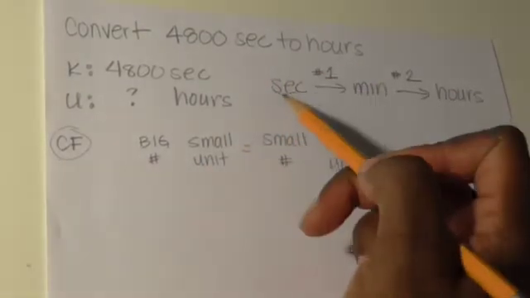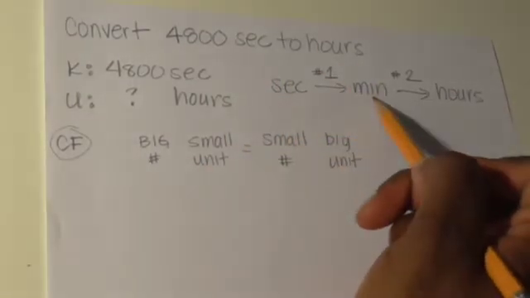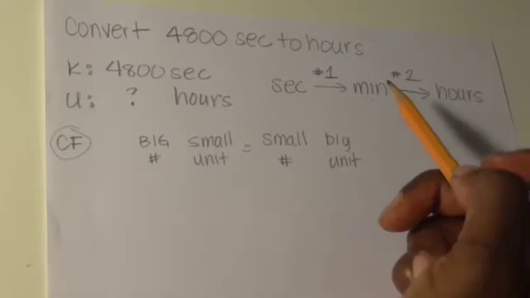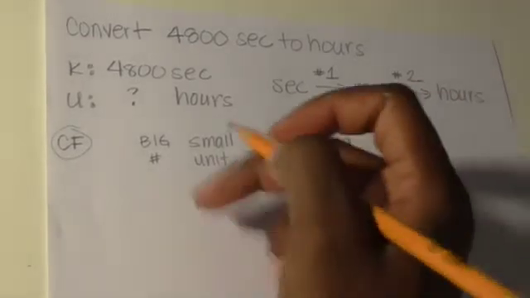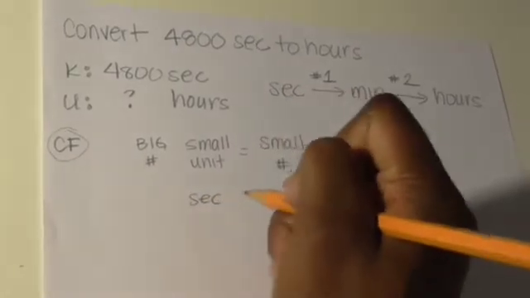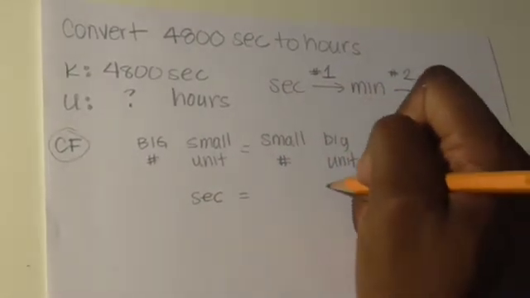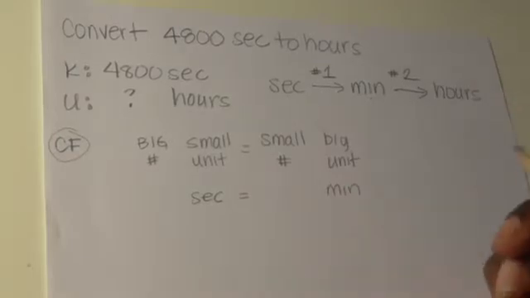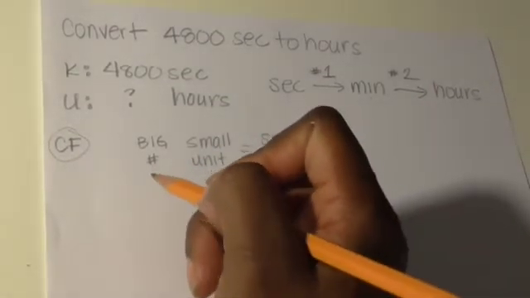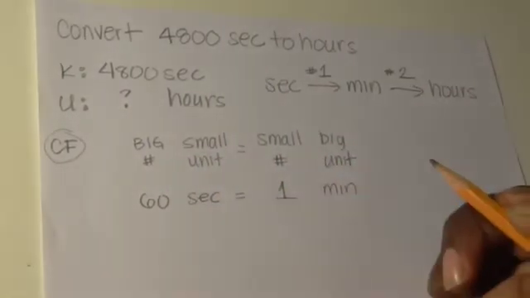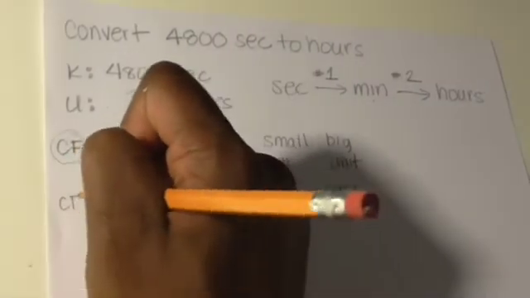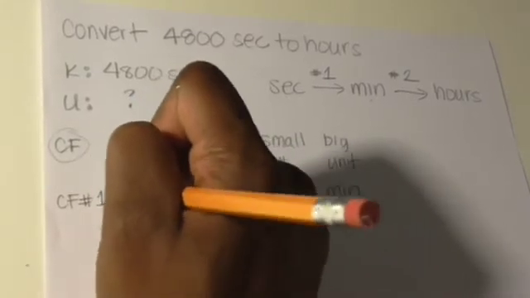So the big number going from seconds to minutes, well, for me, it's easier to figure out the units first. So from seconds to minutes, the small unit is second. The big unit is minutes. And we know that there's 60 minutes in 1 hour. So the big number between 60 and 1 is 60. The small number is 1. So there's my first conversion factor. This is conversion factor number 1.